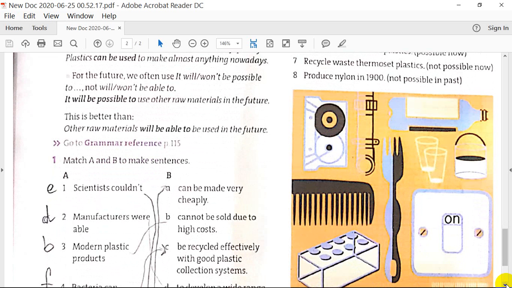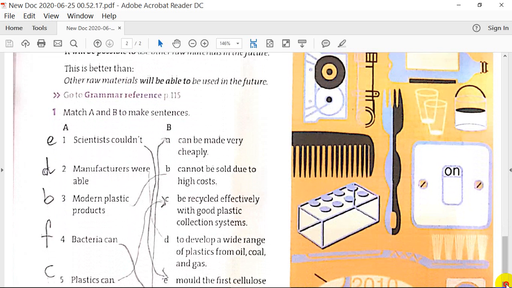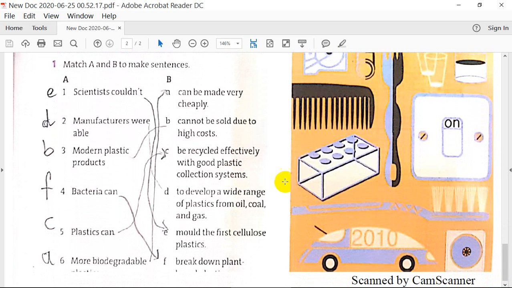Scientists couldn't what? Mold the fresh cellulose plastic. Scientists couldn't mold the fresh cellulose plastic. Number 2, manufacturers were able to... So we have to go to the answer D. Manufacturers were able to develop a wide range of plastic from oil and coal and gas.